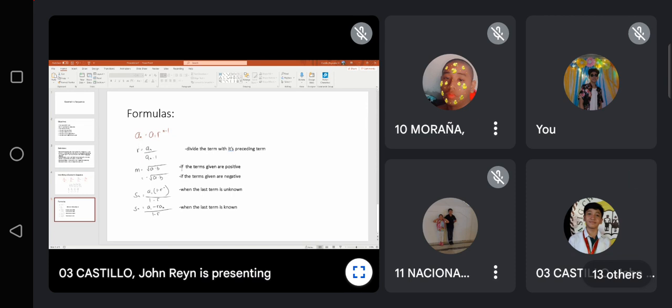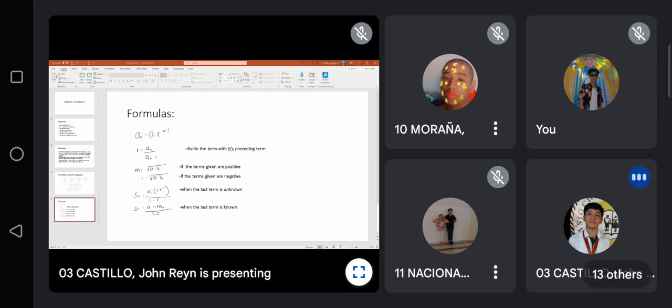So here for the means, I'll just explain it briefly. If the terms given are positive, we use this formula for the means, but we put a negative sign on the first one if the terms given are negative. Here we have another two solutions for series. The first one is when we don't know the last term, so we use this formula if we don't know the last term. Then we use this formula if we know the last term.